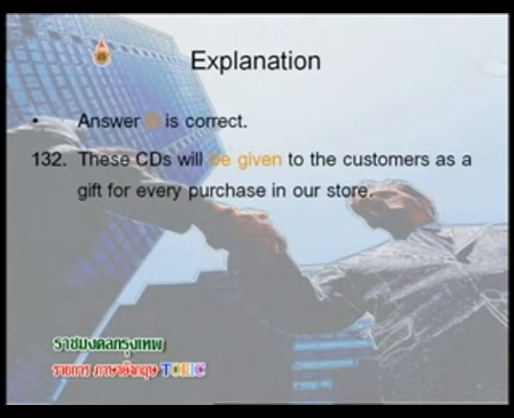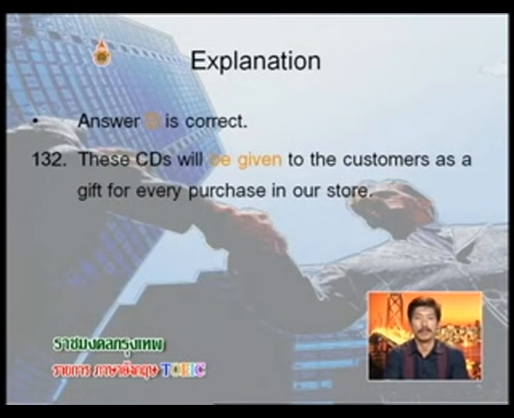The sentence might be written in this way. These CDs will be given to the customer as a gift for every purchase in our store. A passive form is required because the subject is CDs. So a CD cannot perform the action give, so it must be given.